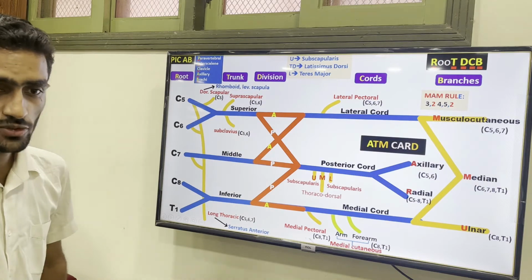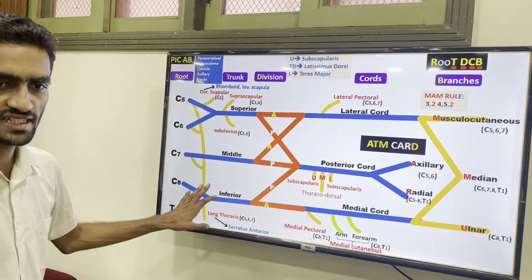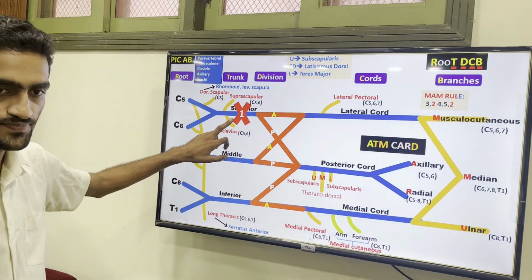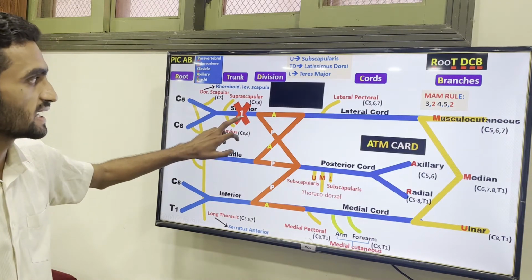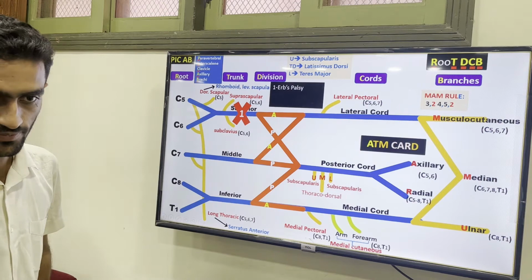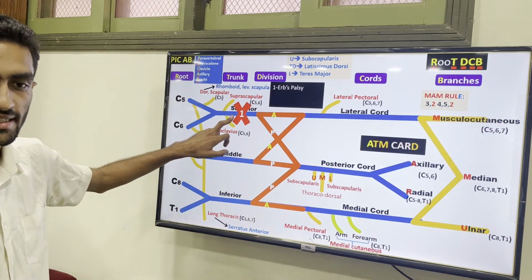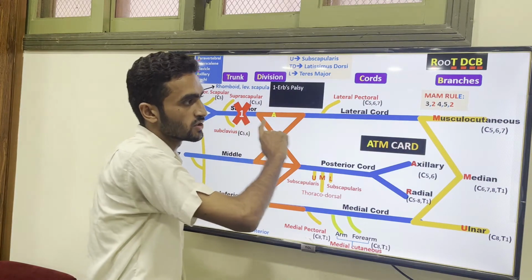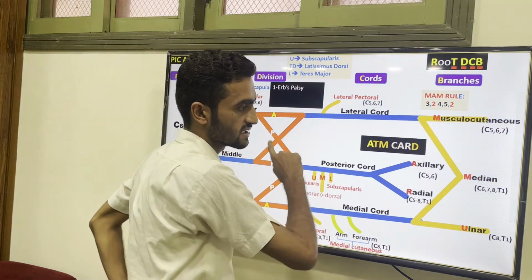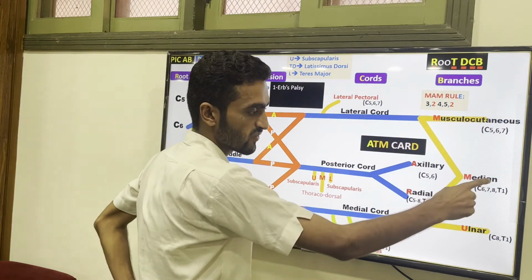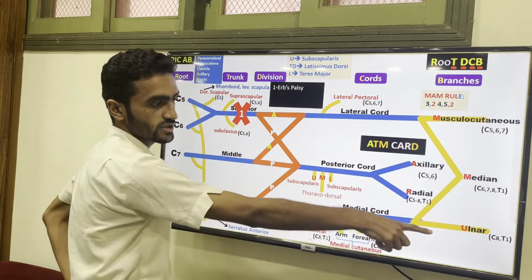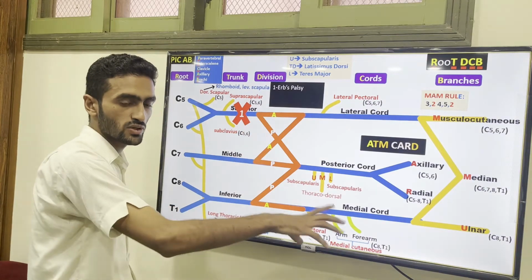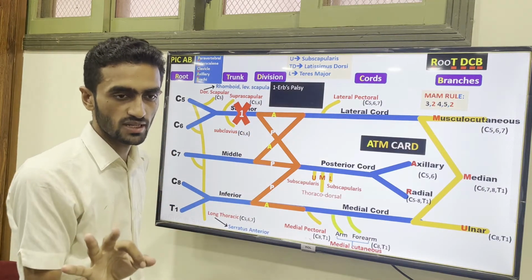So now come to the other segment. I'm not going to detail that, but just mention. If the injury is right here, we call it Erb's palsy, when the superior trunk is injured. If the superior trunk is injured, this nerve will be affected. This will be affected. This is not going to your ulnar. So when Erb's palsy occurs, your ulnar function will be okay.